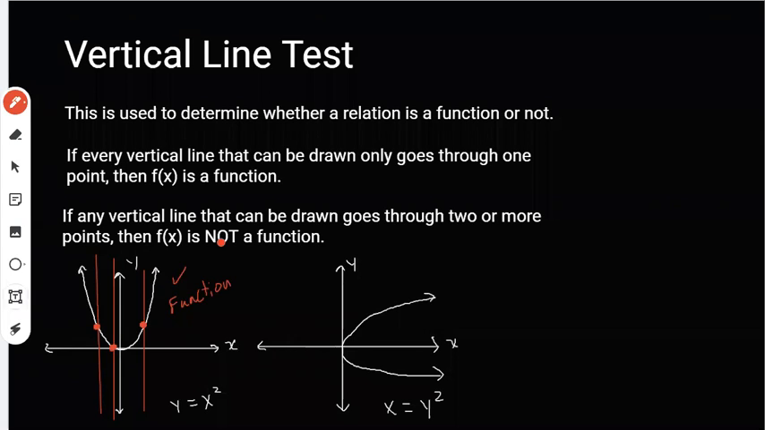Well, what does that mean for the next graph? Well, for the next graph, any vertical line that I draw, pretty much any vertical line, is going to go through 2 points, right? Notice that I go through 2 points right here. And if I draw a vertical line over here, I also only go through 2 points. Since I go through 2 points, this is not a function. This is not a function.